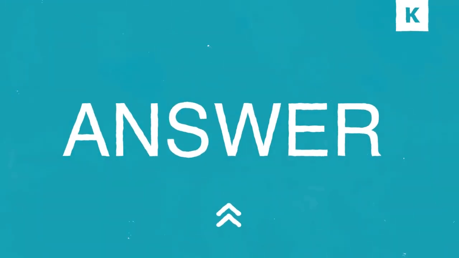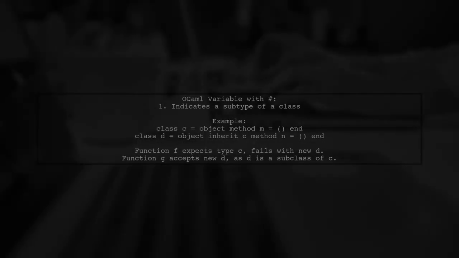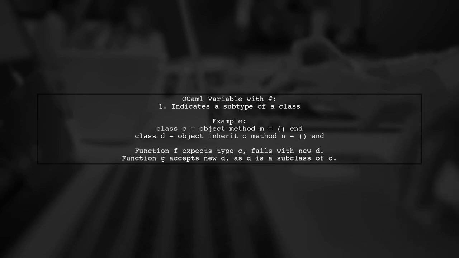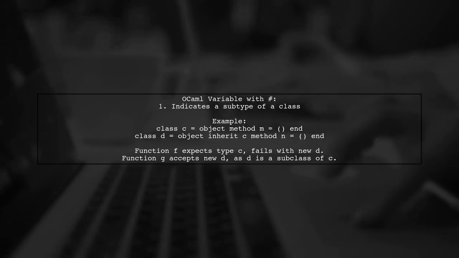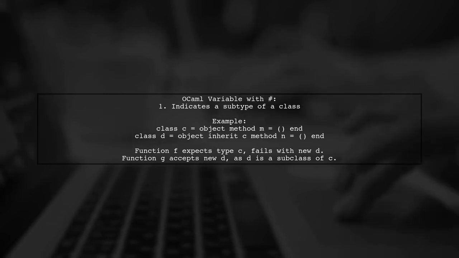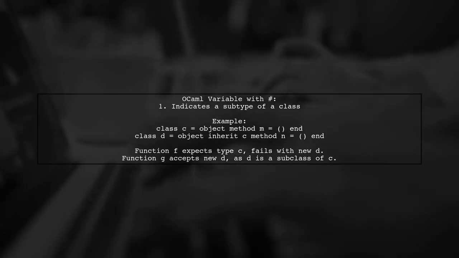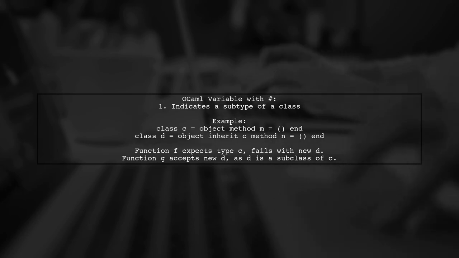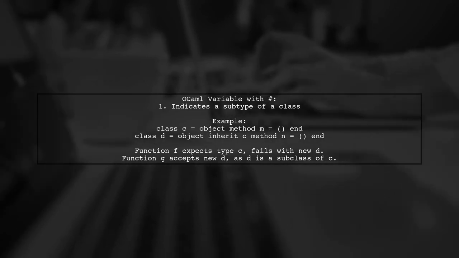Let's now look at a user-suggested answer. In OCaml, a variable starting with a hash sign indicates a subtype of a class. For example, if you have a class C and a subclass D, a function expecting an exact type C will fail if given D. However, a function that accepts a subtype will work with D.